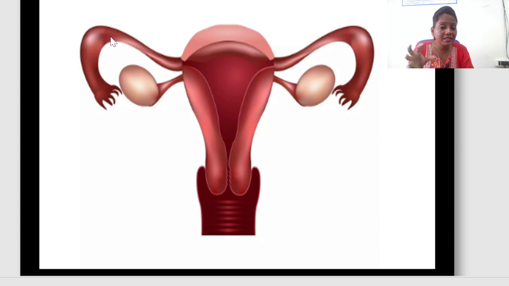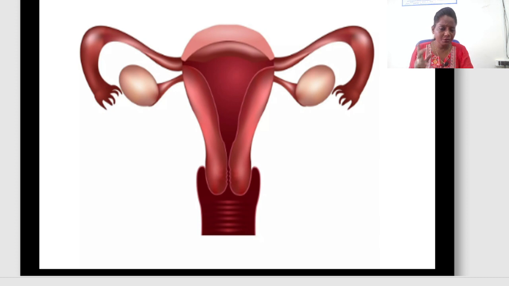Sometimes that fertilized egg starts growing in the fallopian tube only. That is called an ectopic pregnancy, because of the lack of cilia movement. This fertilized egg is situated there only and it starts growing. That is called an ectopic pregnancy. So this is the importance of the fallopian tube.